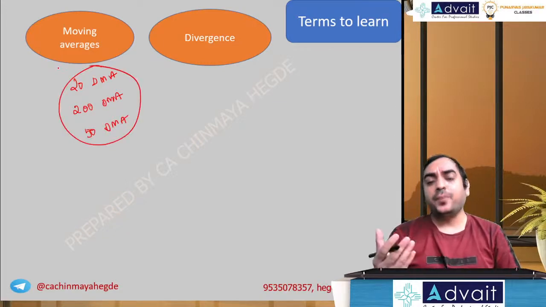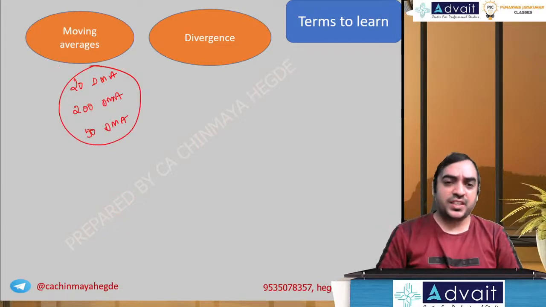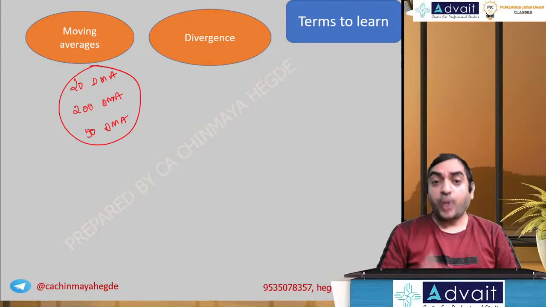So what really happens? What is the importance of these averages? Let me try to explain. And also we have one more concept called exponential moving average, EMA. Calculation part I will not go into detail. Let me tell you the concept.